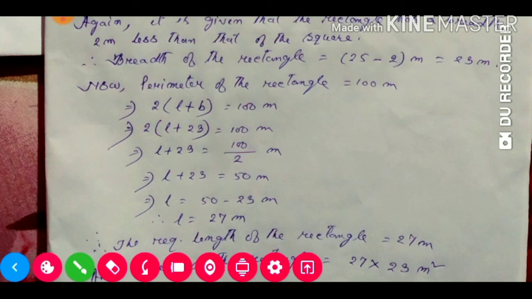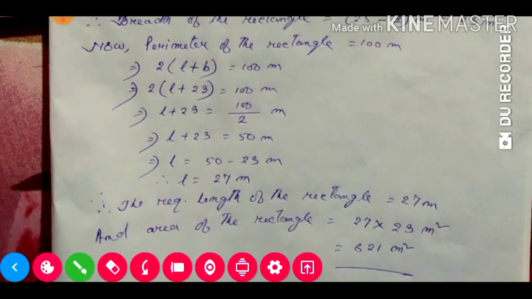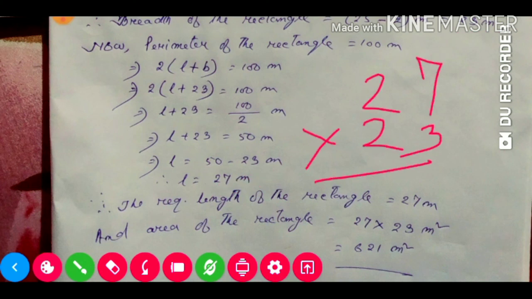Now the last part of this question, we need to find out the area. So the required length of the rectangle is 27. Now the area of the rectangle, area means length into breadth. So length is equal to 27 and breadth is equal to 23. So 27 into 23 is equal to 621. So see, 27 multiplied by 23, we will get 621, and meter into meter will be meter square.